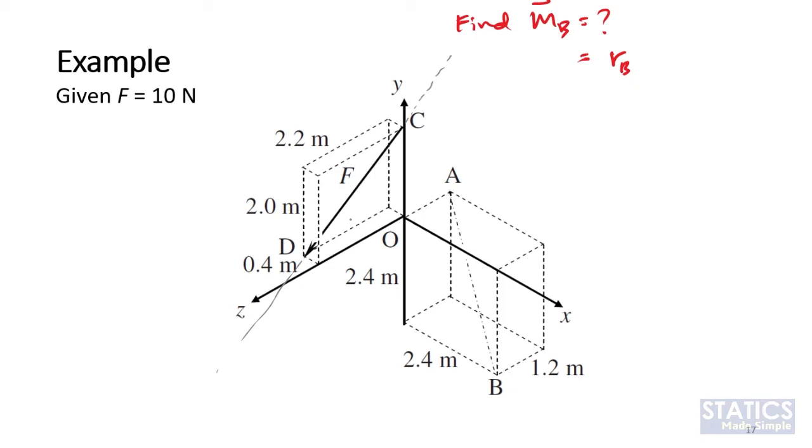Any point. Okay, so in this case, we know explicitly point C and point D. The coordinates of points C and D are known. So you can use RBD, or you can also use RBC. The choice is up to you.